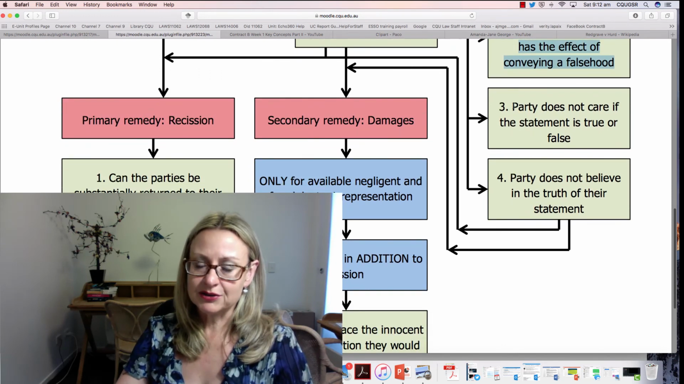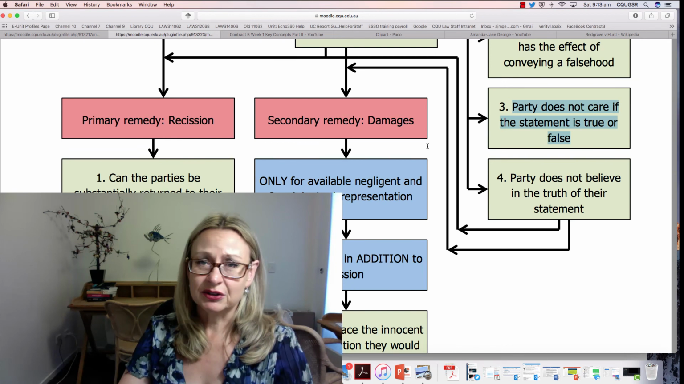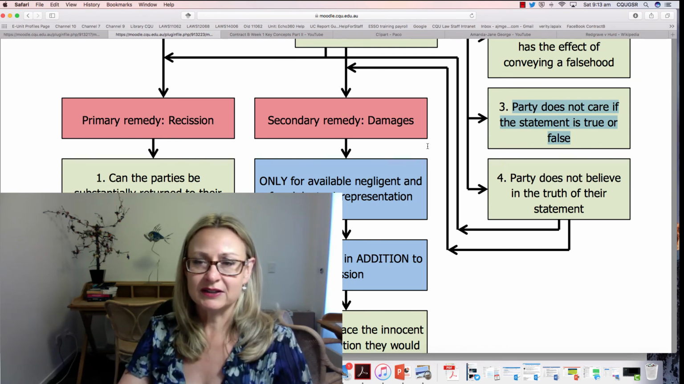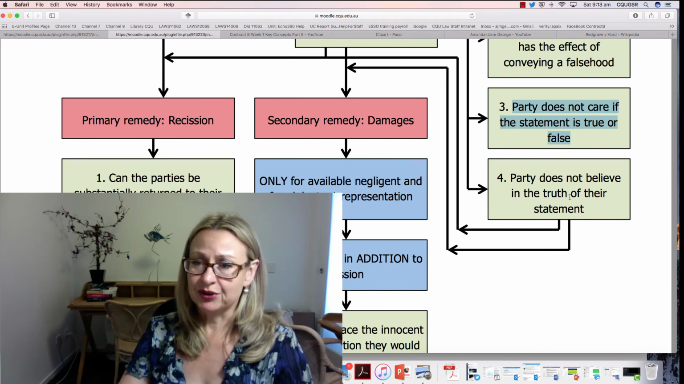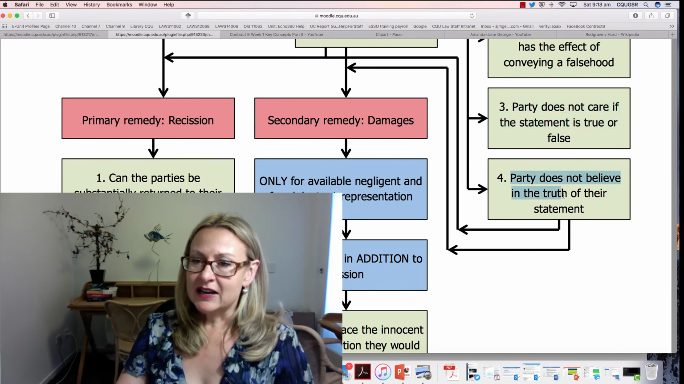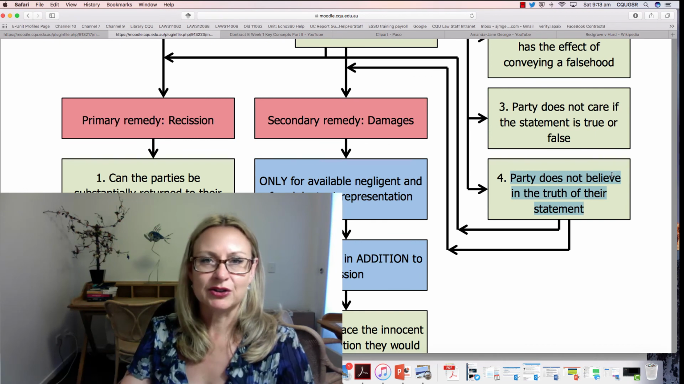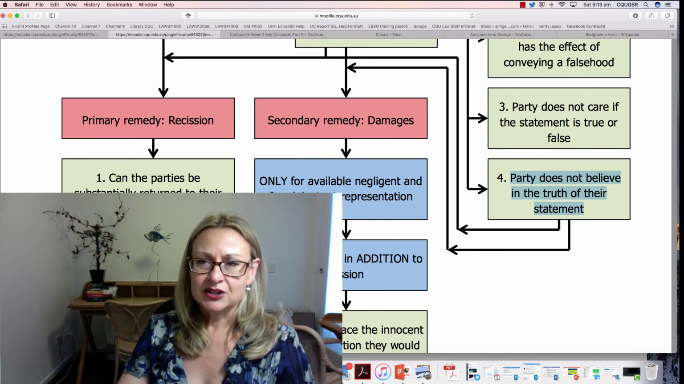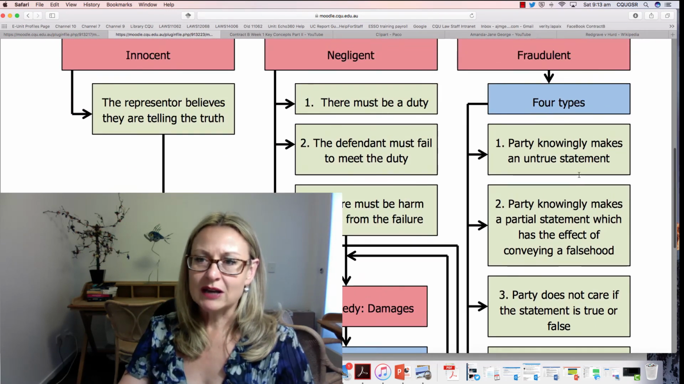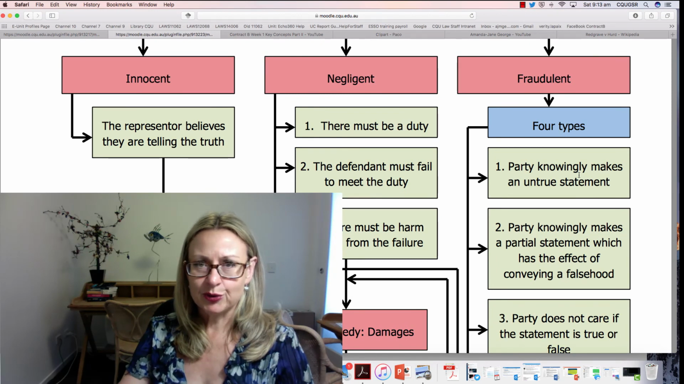The third kind of indicia of fraud is where you just don't care. You know, might be true, might be false, sounds good, so you say it. Again, not good enough, the court says. If you're going to actually go to the bother of saying something, it'll have to be true. Finally, the party doesn't believe in the truth of their statement. So all of those kinds of indicia will add up to fraud.